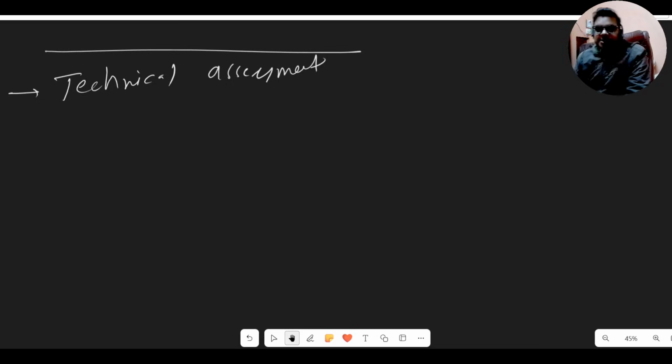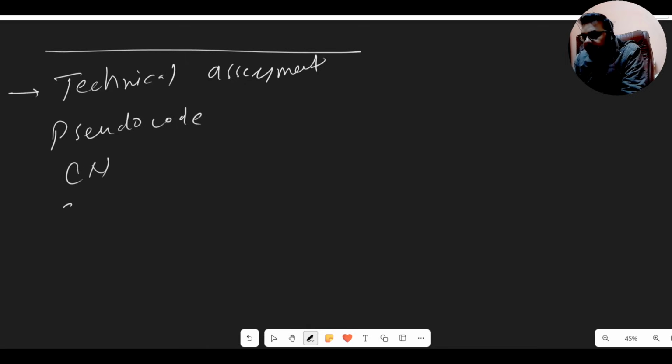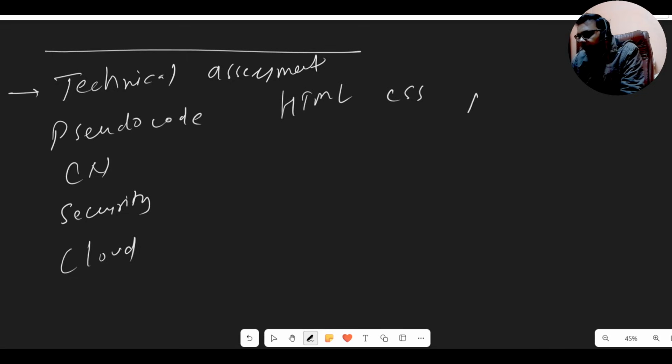In the technical assessment, you will get questions from pseudocode, computer networks, security, cloud, HTML, CSS, JavaScript. And apart from this, you will get some MS Office questions.